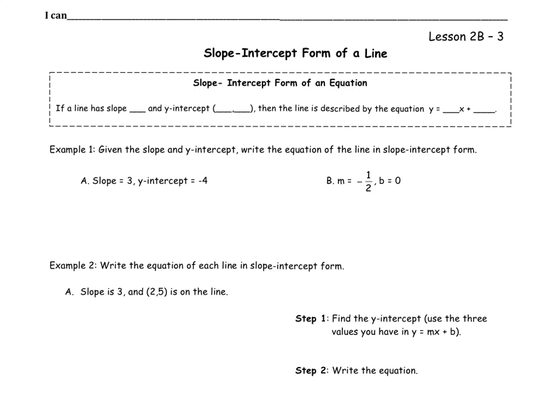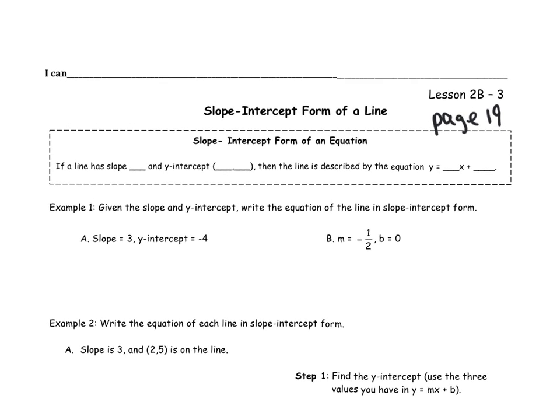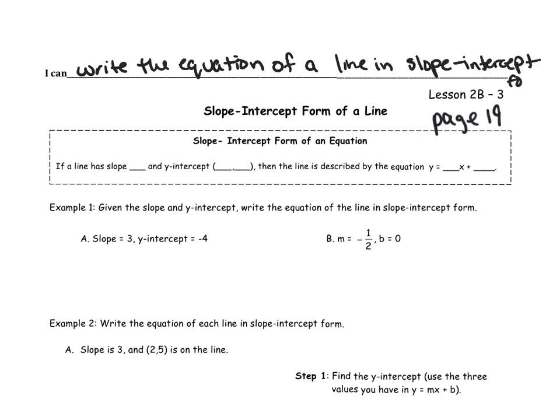So today we should all be on page 19, which is lesson 2B-3. And today we are going to start with writing the equation of a line in slope-intercept form. Remember, slope-intercept form is y equals mx plus b. Write it down. So that's what we're going to be doing today, writing the equation of a line in slope-intercept form. You're going to want your calculator handy.